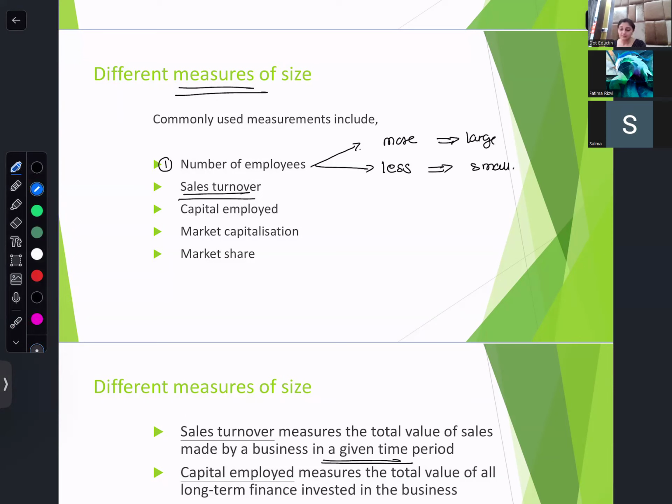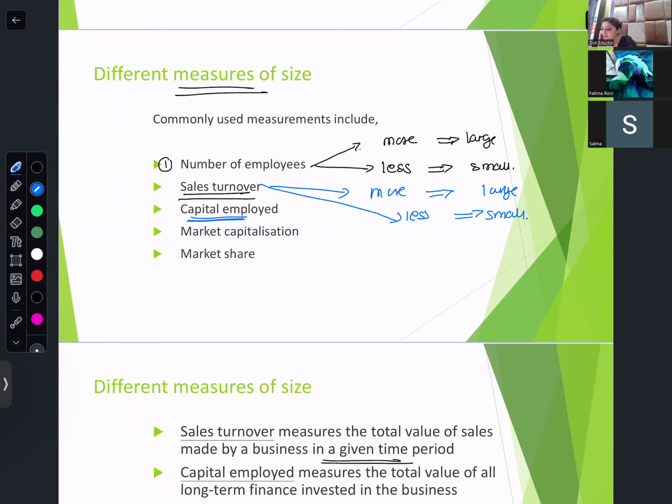So how is this helpful in measuring the size of the business? It will be helpful for competitors if they want to know how much revenue their competition makes so that they can make more. If sales turnover is more, the business is large. If it is less, small. Okay, there are different ways to measure the size of the business. Now, how about capital employed? What is capital employed?